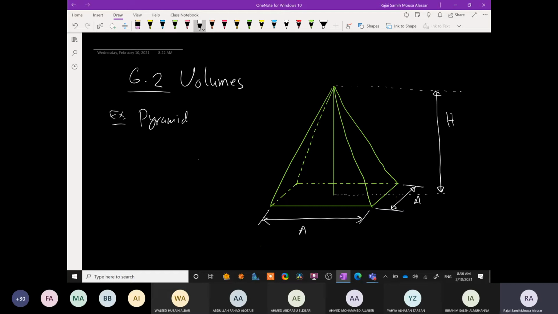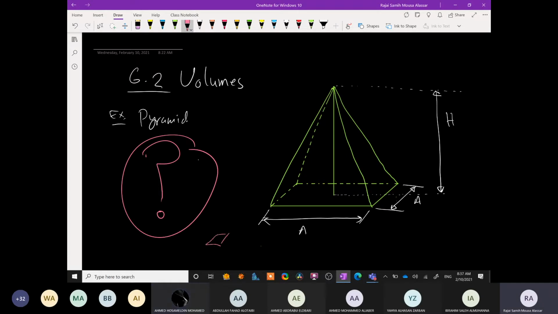So I want to find a formula for the volume of this pyramid. It has a square base, and I'm interested in finding the volume of that. So what do I do? Can you suggest anything? Okay, here's my big question mark. What am I supposed to do? Area of the base multiplied by the height. Yeah, but the area of the base multiplied by the height should give you a cylinder, yes?